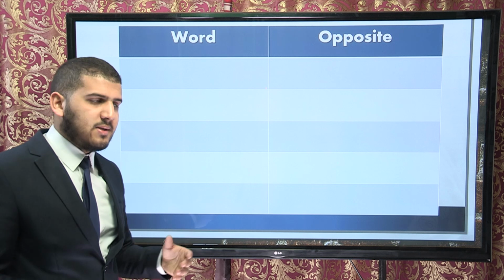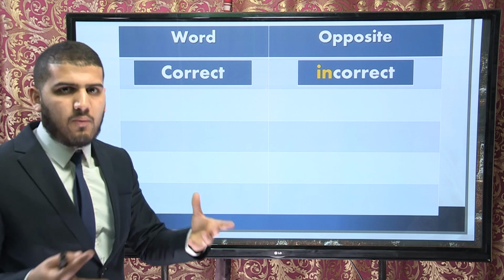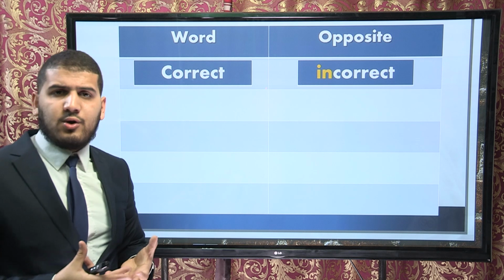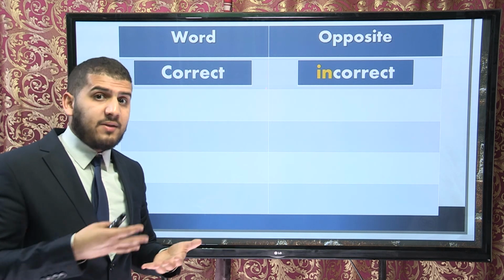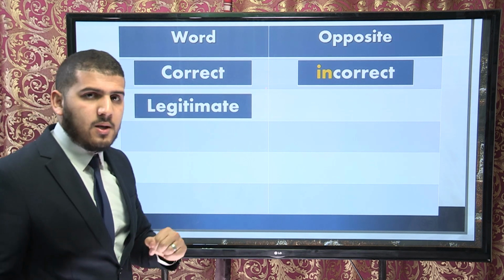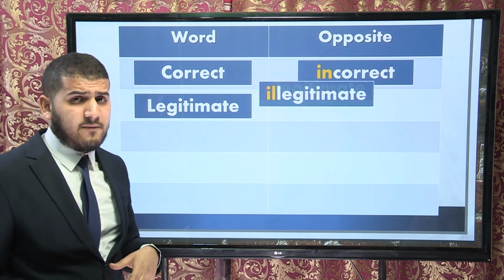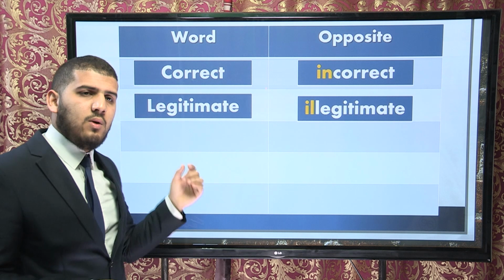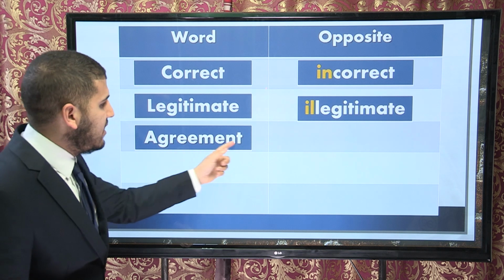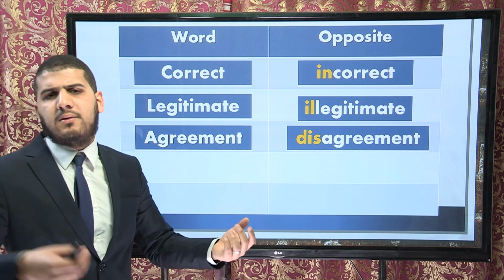Let's see more examples. So we have the word correct. The opposite is incorrect. We don't have any rule. You need to memorize the word, or if you are not sure, you need to check a dictionary to confirm your prediction. Legitimate. Here the word legitimate starts with L, so we need to use the prefix il. So legitimate, illegitimate. The next one, agreement. The opposite, disagreement. This is similar to approve, disapprove.